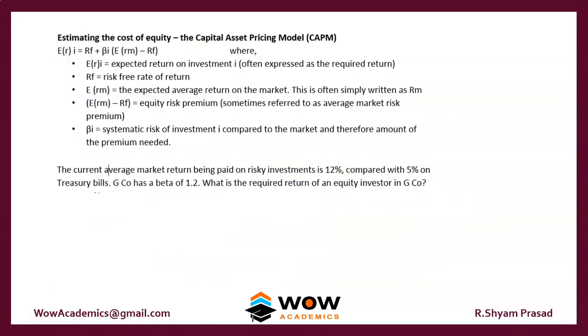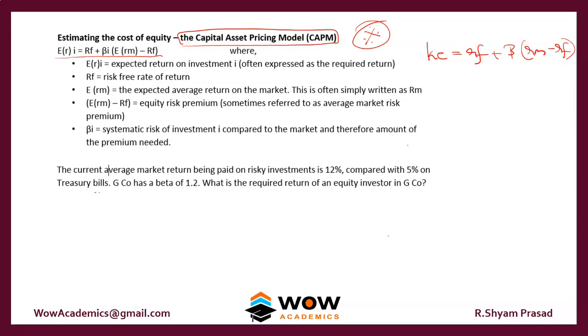So we have the estimating of the cost of equity. This next model is called the CAPM model. This is a very important model because it comes in several chapters. CAPM has a formula like this: expected return on investment equals RF plus beta into (ERM minus RF). So we'll simplify this formula and write it here. The cost of equity can be said as RF plus beta into RM minus RF. So that is the formula.